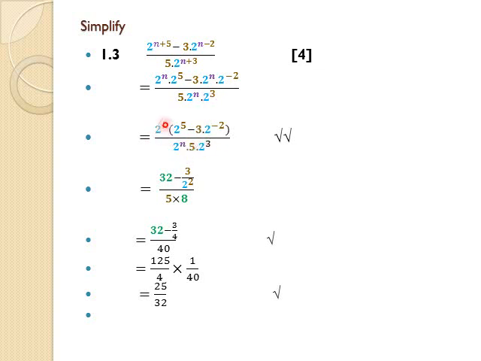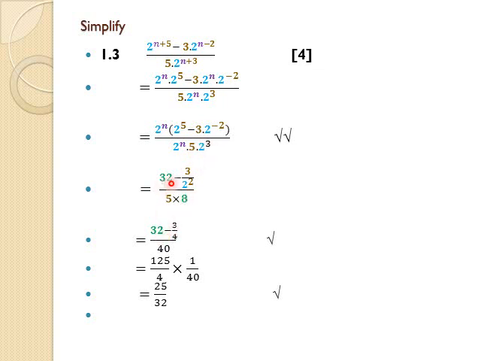My exponent with the variable will always cancel. So 2 to the power n cancels with 2 to the power n, in most of my exam questions, and now I have to simplify what's left. So 2 to the power 5 gives me 32, there minus 3 times 2 to the negative 2. To make it positive, I'm going to take it to the bottom, so it becomes 2 to the power 2. The bottom I have 5 times 2 to the power 3, which is 8.